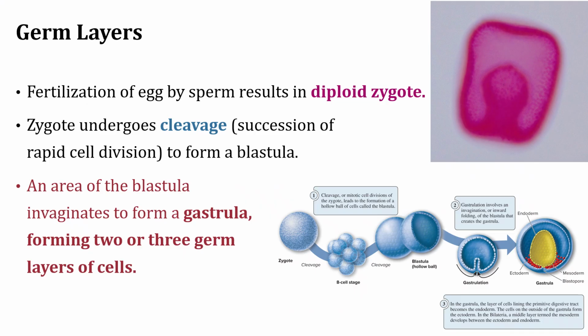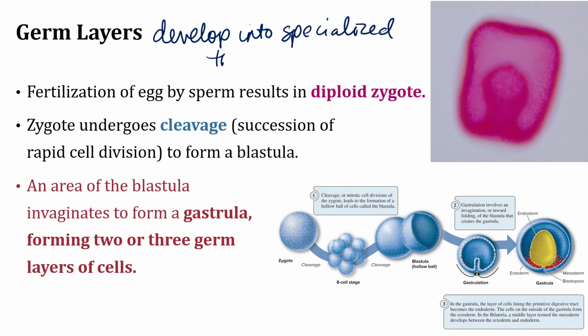During the process of development of an organism, they are going to produce a series of layers of cells called germ layers. These germ layers are going to develop into specialized tissues within the organism. Our animals are going to usually have 2 or 3 of these layers. We'll talk about what those layers are in just a few minutes.